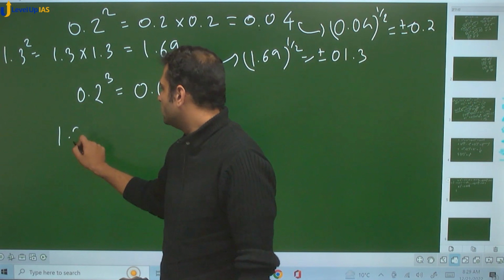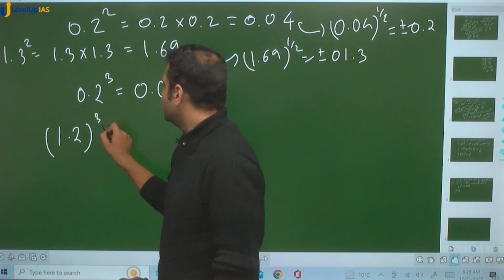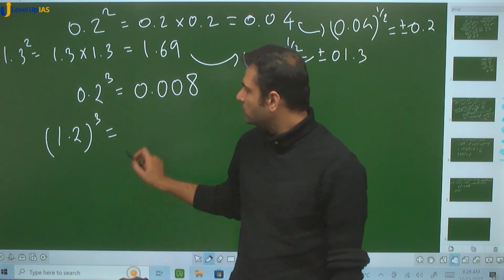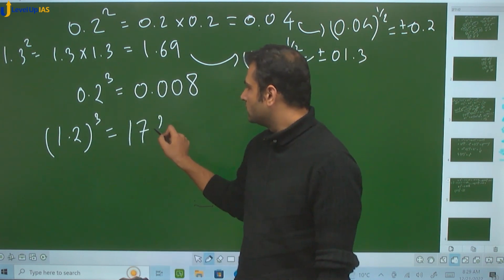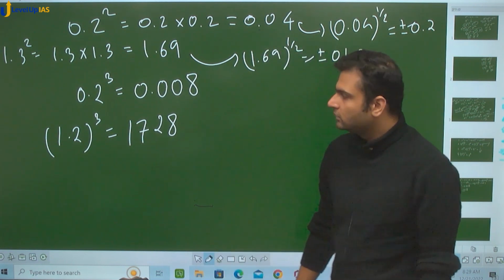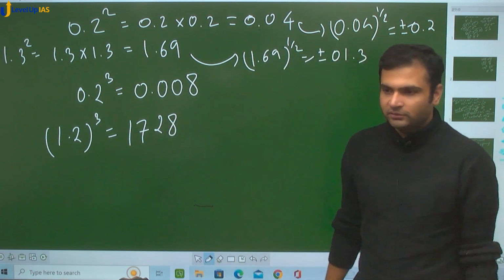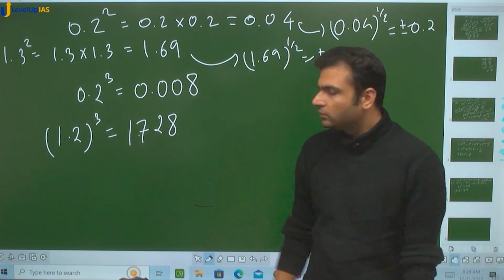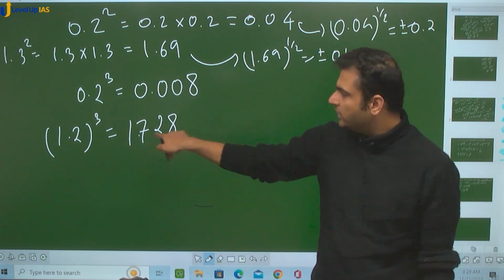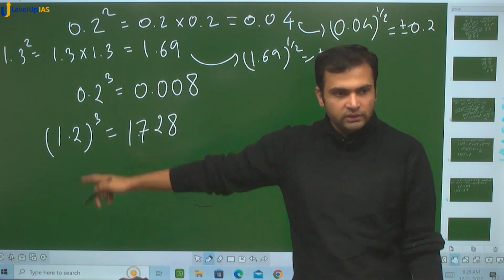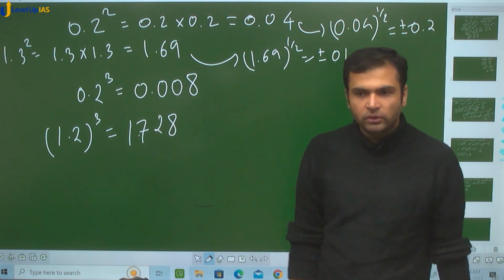What would be 1.2 cube? What is the cube of 12? We saw it yesterday. This cube was there, we saw it in the Hardy-Ramanujan number as well. What would it be? The decimal point would be 3 places here, because we are multiplying 1.2 into 1.2 into 1.2. There are 3 on the left hand side, so 3 would be on the right hand side.